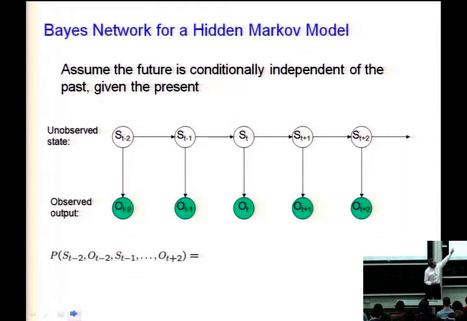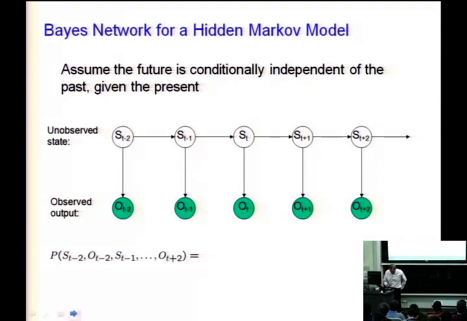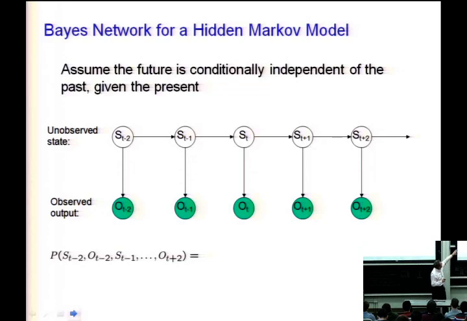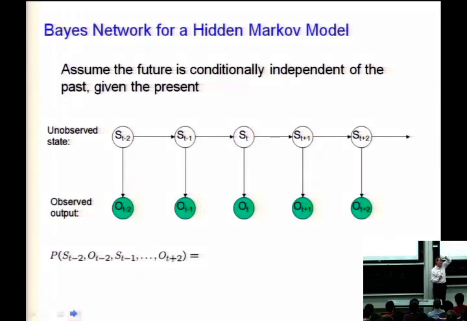Some people use this for, for example, language modeling. Some of the first approaches that used machine learning for speech recognition were based on hidden Markov models. And essentially, let's explain in terms of an example from speech recognition.